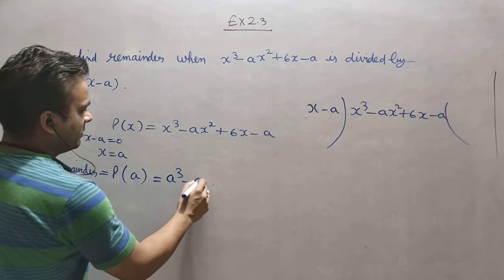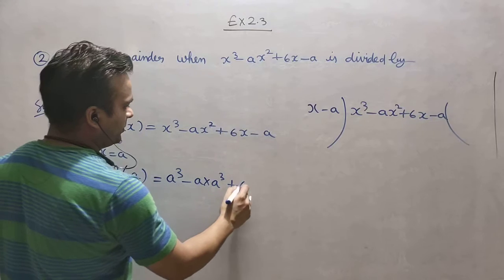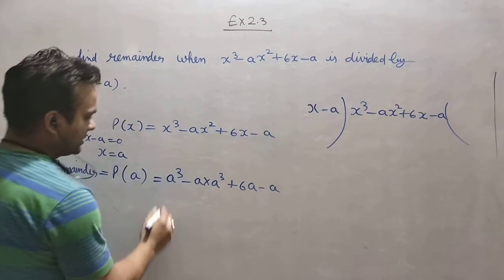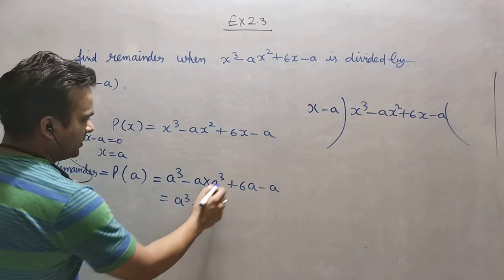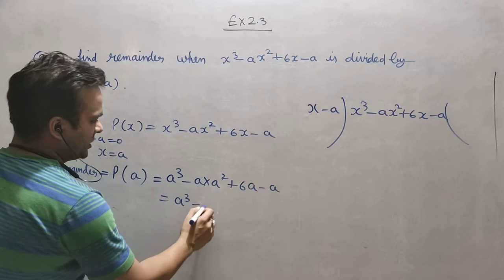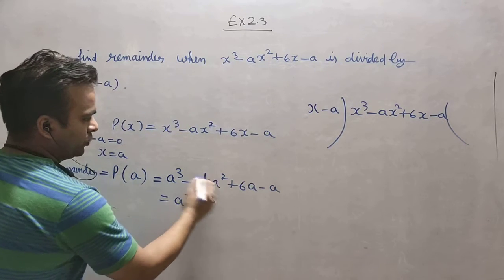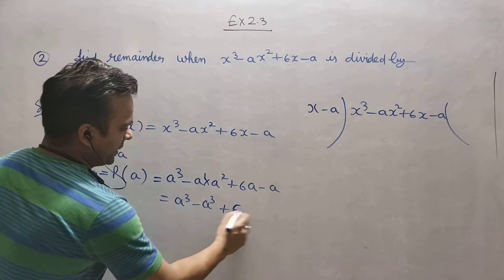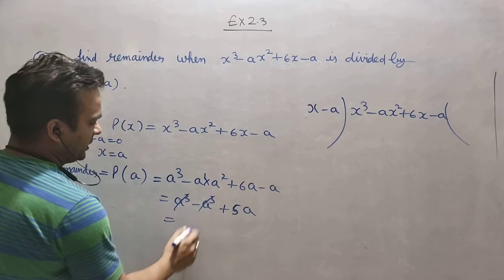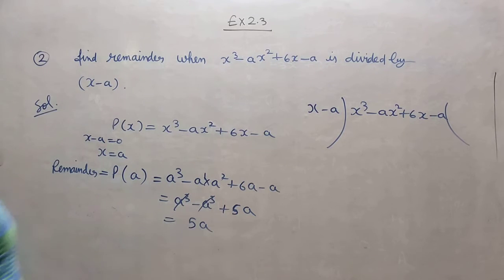a cube minus a into a square plus 6a minus a. Sorry, this is a square, so a into a square is a cube, because the power is 2 plus 1, 3. And the rest is 5a. Now you can see both a cubes cancel. So what is the result? 5a. It means 5a is the remainder. I hope you have understood the concept of the remainder theorem now.